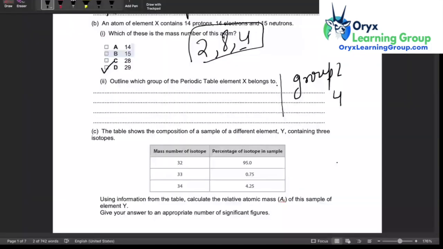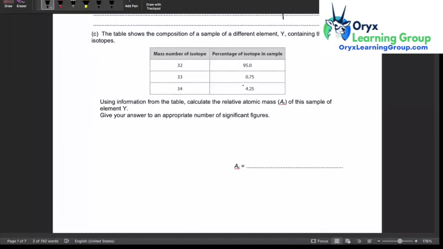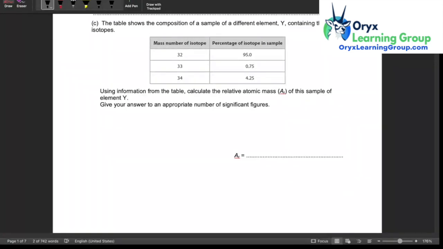Next question is, the table shows the composition of a sample of a different element Y containing 3 isotopes. Using information from the table, calculate the relative atomic mass of this sample of element Y. Give an answer to an appropriate number of significant figures. Yes, please go ahead and write the answer, calculate this one. Anyone who does not know how to do this one, let me know. Others, you can try on your own first.